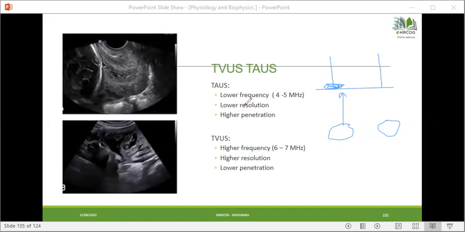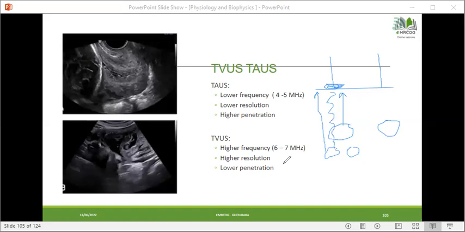Okay. So they discovered that the lower frequency waves have higher penetration, which means they can travel for a longer distance. So if the uterus has ovaries behind it, these low frequency waves can also see the ovary, and there will be reflected waves from those ovaries.